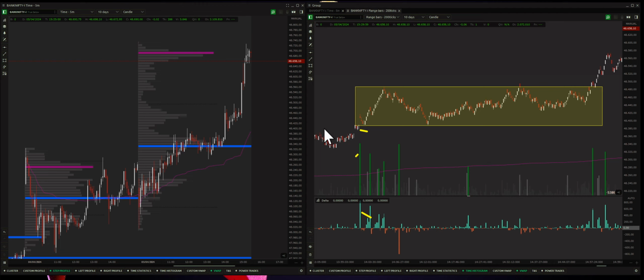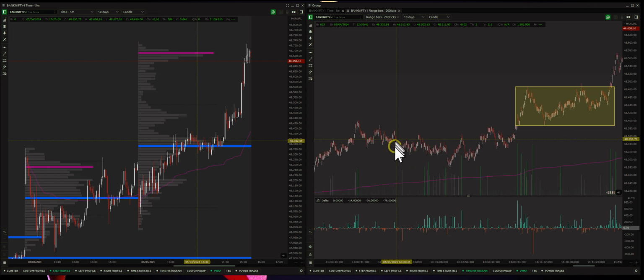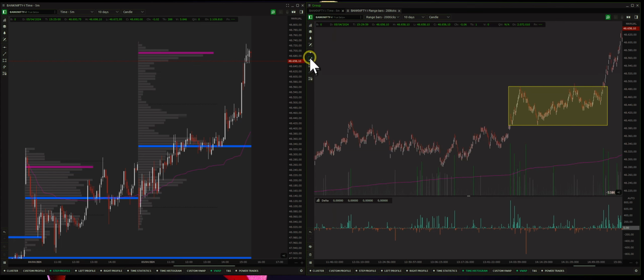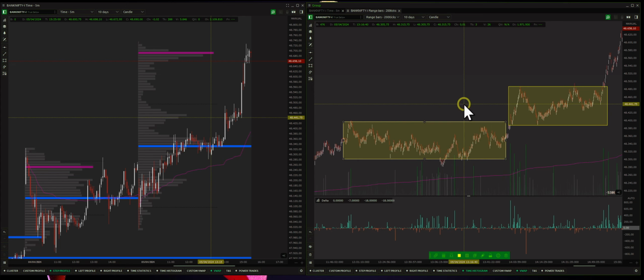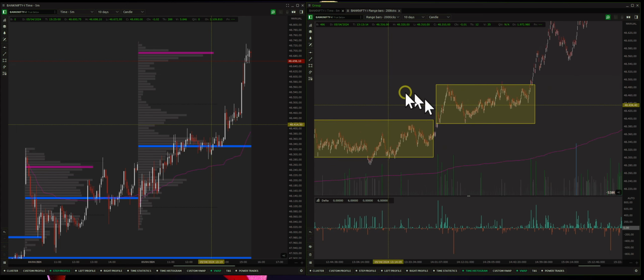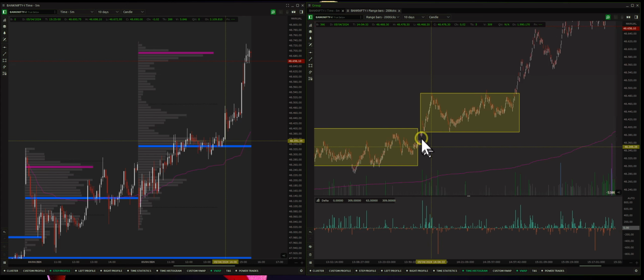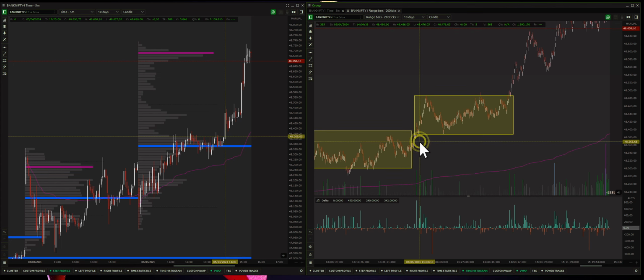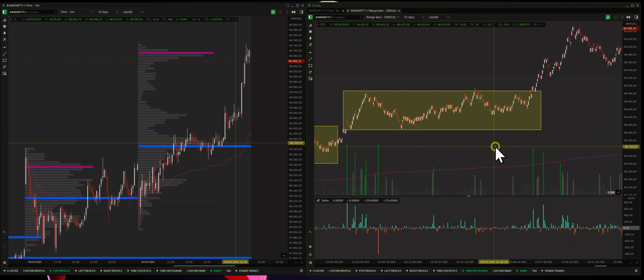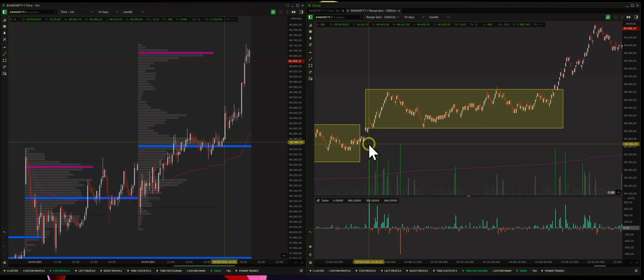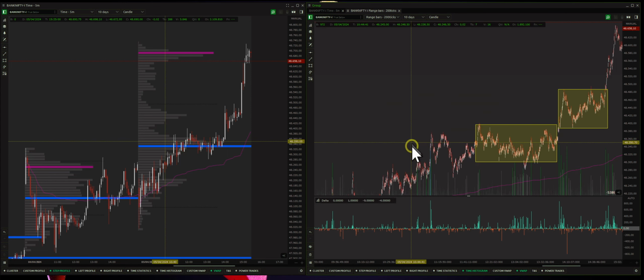Now, if it was a range, let's go back. So this was a range before this one. I will again get the rectangle tool, and you will see how these range bars become so intuitive and so helpful. Now this range has broken. Before this range was broken, did you see what happened over here? You see this huge delta come in and the huge volume. Now this has not happened within this. Of course, it has happened on the lower segments over here.